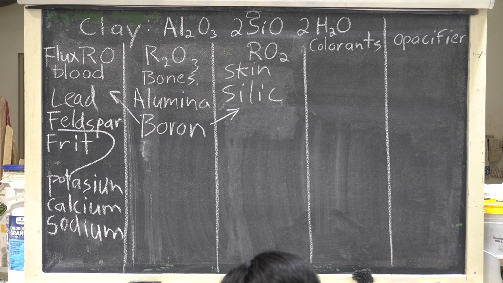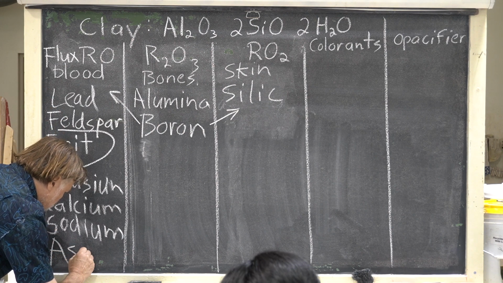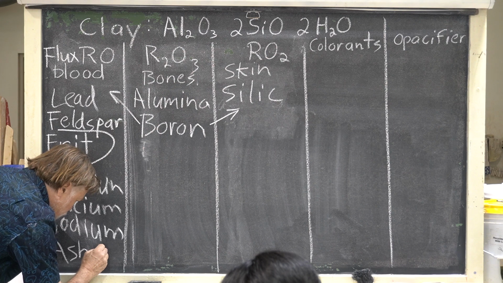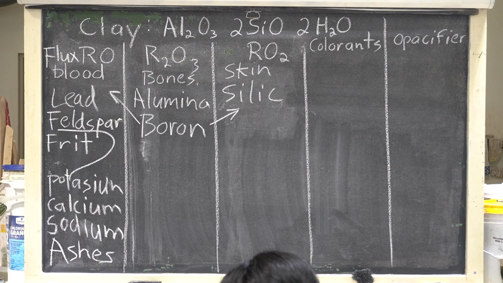Like ashes is also another one that can be used. Ashes has all of these materials as well. It depends on the material's origins, like where it is, what kind of plant it is. But ashes will have sodium, calcium, potassium, and silica, and alumina in it. All of those things together. So it can be a glaze by itself.